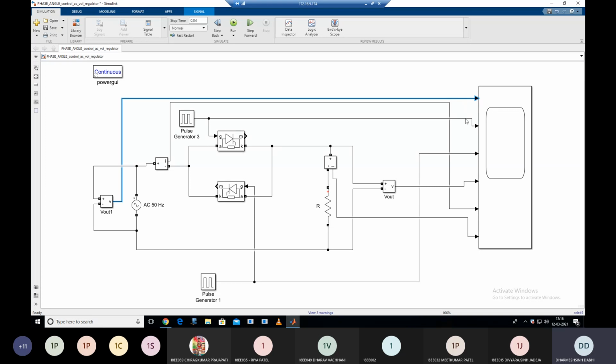Here, again, let me repeat which parameters we measure. Supply voltage first. Second is the gate pulse for thyristor 1. Third, gate pulse of thyristor 2. Fourth is output voltage. Then supply current, and this one is load current. Clear? So let's run this simulation and check the waveform. Is it the same as our theory waveform or not? Clear?